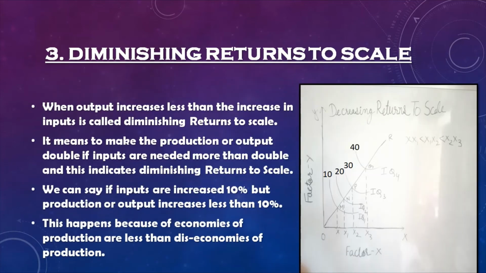Now we will see diminishing returns to scale. When output increases less than the increase in inputs, it is called diminishing returns to scale. It means to make the output double, if inputs needed are more than double, this will indicate diminishing returns to scale. We can say if inputs are increased 10% but output increases less than 10%, that situation will be of diminishing returns to scale. This happens because economies of production are less than diseconomies of production.